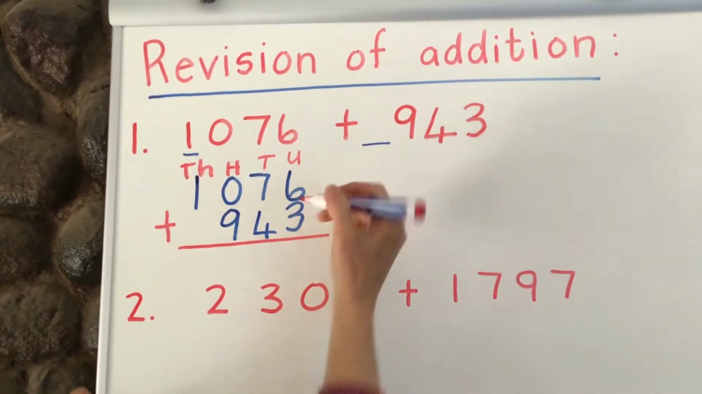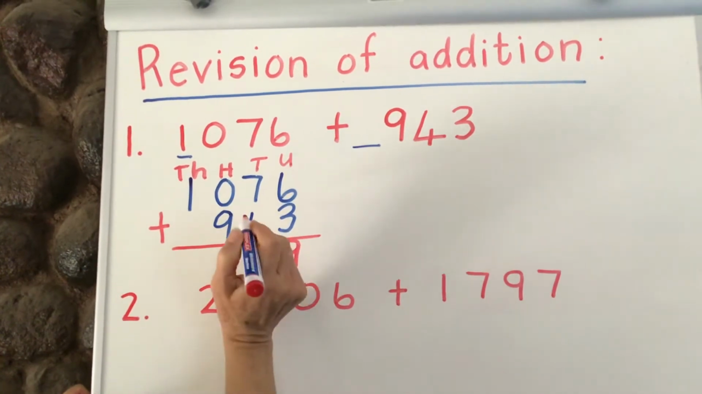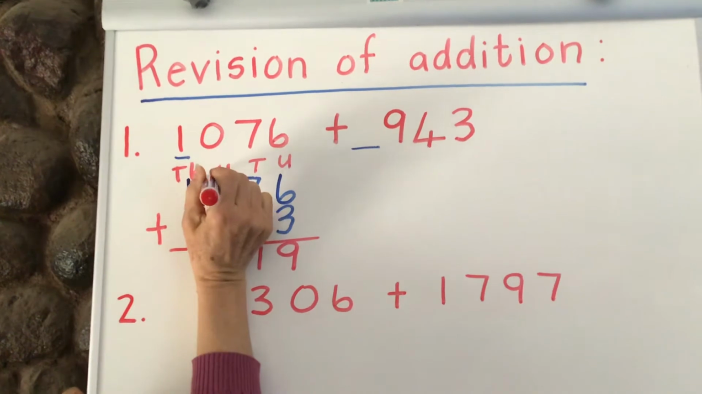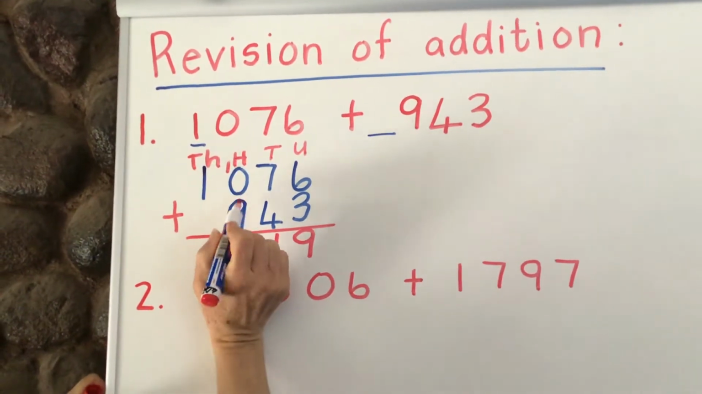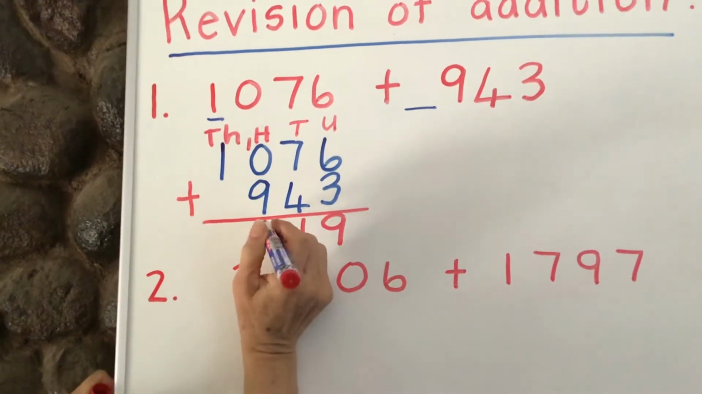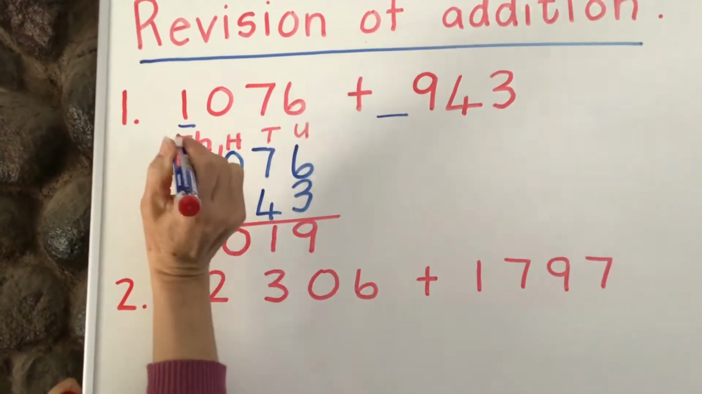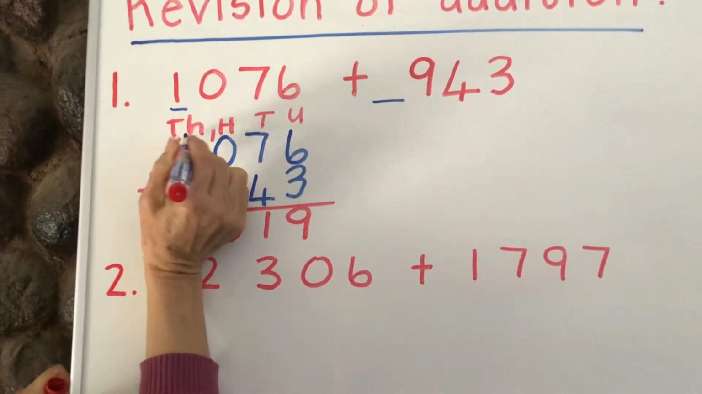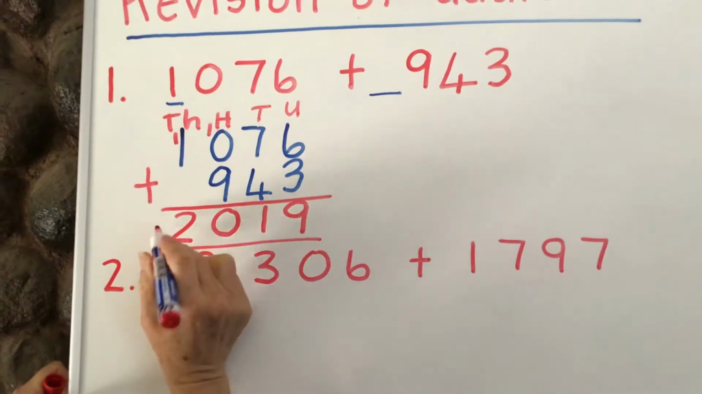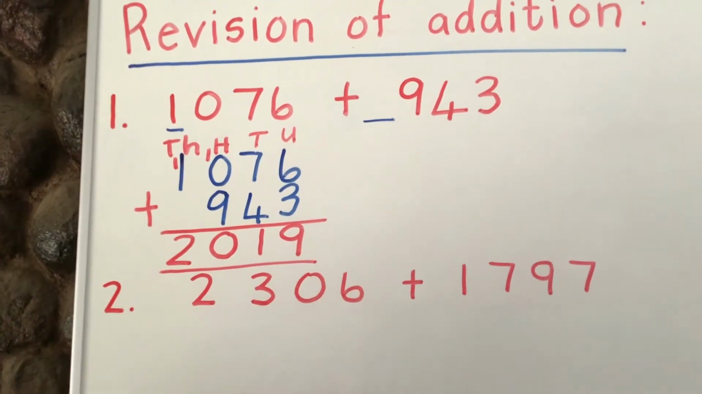Right, units. 6 plus 3 is 9. Right. 7 plus 4 is 11. Put down the 1 from the 11, and your 10 goes at the top here in the hundreds column. 900 plus 100 is 1,000. There we put a 0 and we put a 1 up there again, and that's 2,000, which we're going to write like that. There we go. So we finished that example. 2,019.